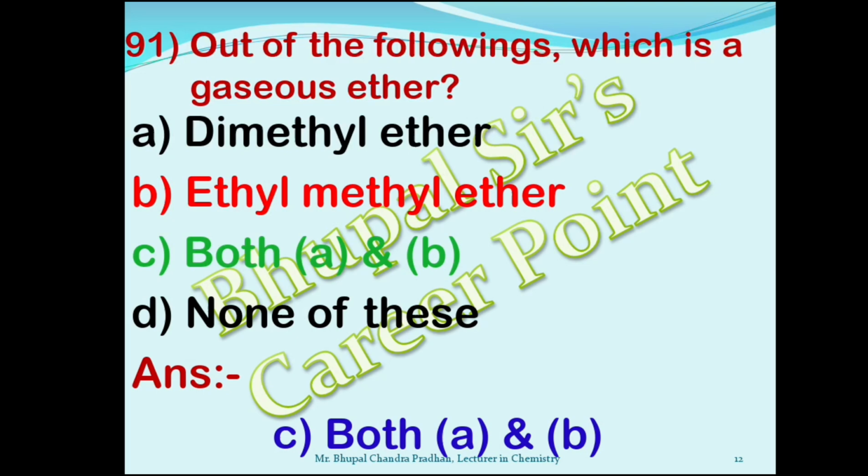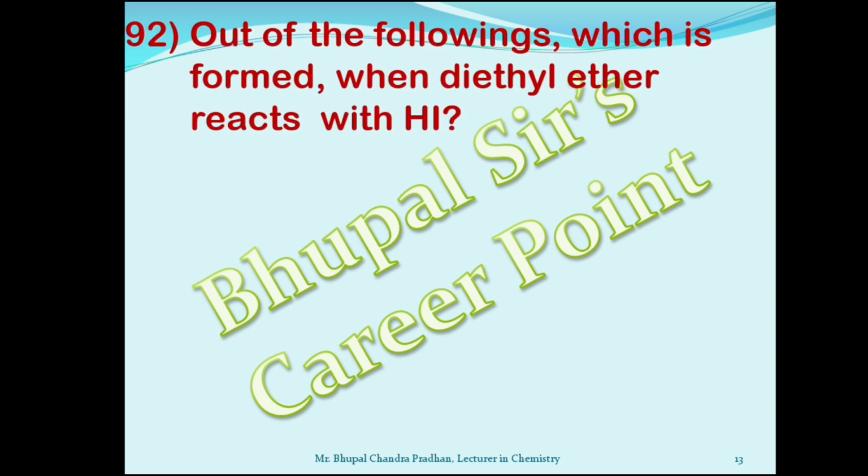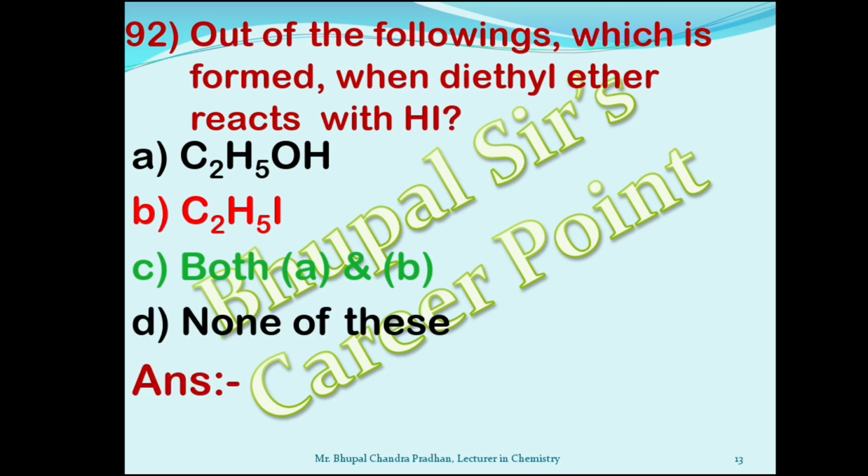Now, let us come for the next question of this session. That is question number 92. Out of the following, which is formed when diethyl ether reacts with HI? Not excess of HI. Option A, ethyl alcohol. Option B, ethyl iodide. Option C, both A and B. Option D, none of these. The students try to give the correct answer.